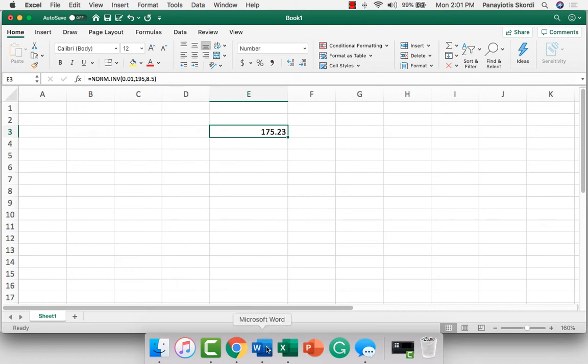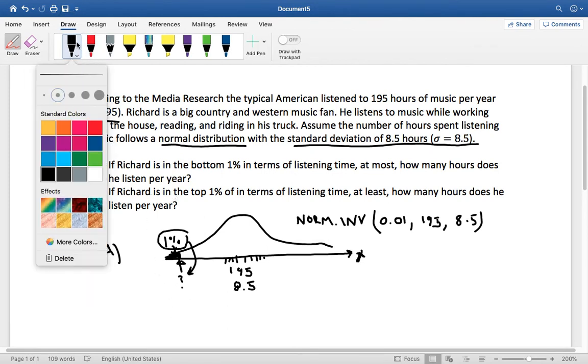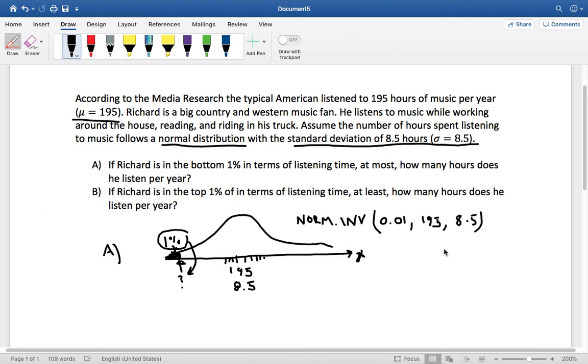Let's go back over here. So the answer here is 175.23. So the bottom 1% of Americans listen to at most 175.23 hours. They don't listen to more than that. They could listen to less than that, but not more than that. We're talking about the people in the shaded area.